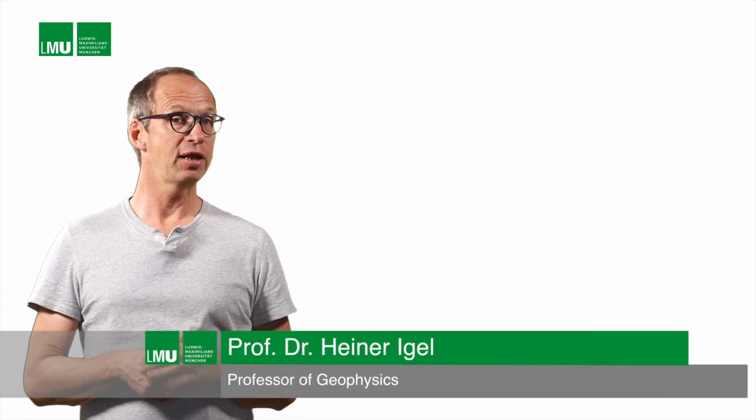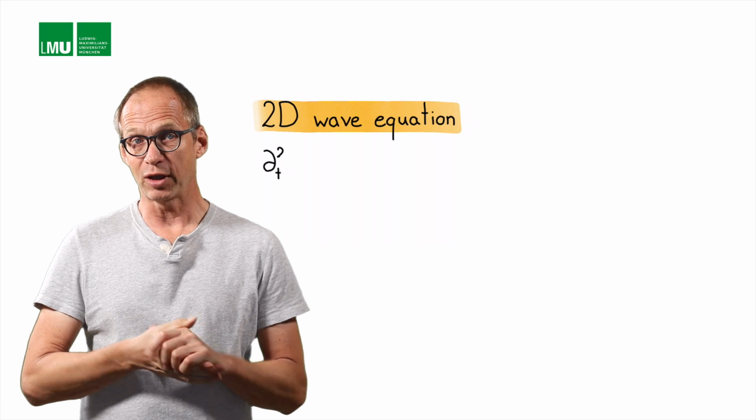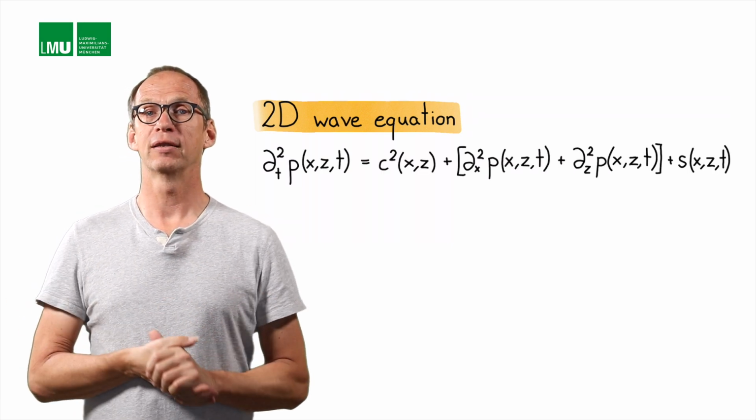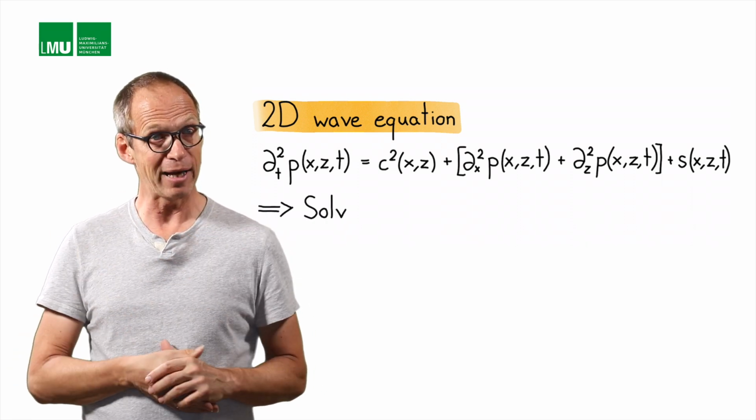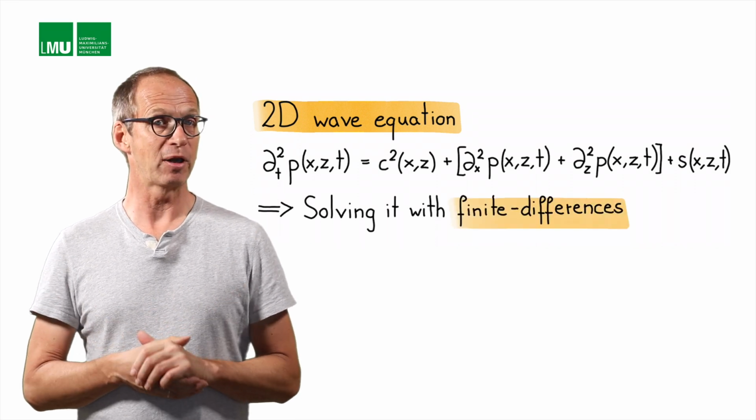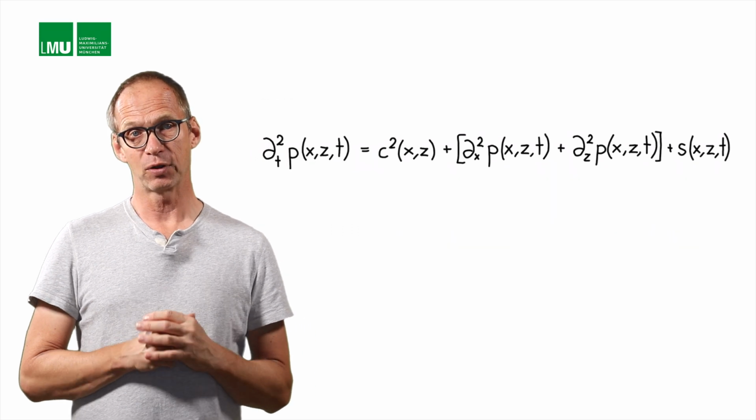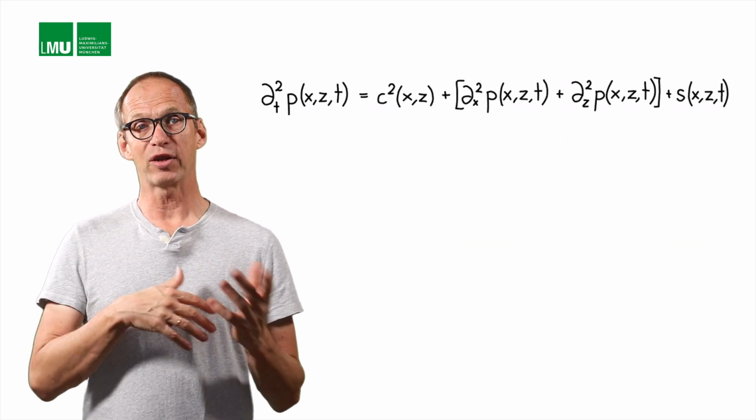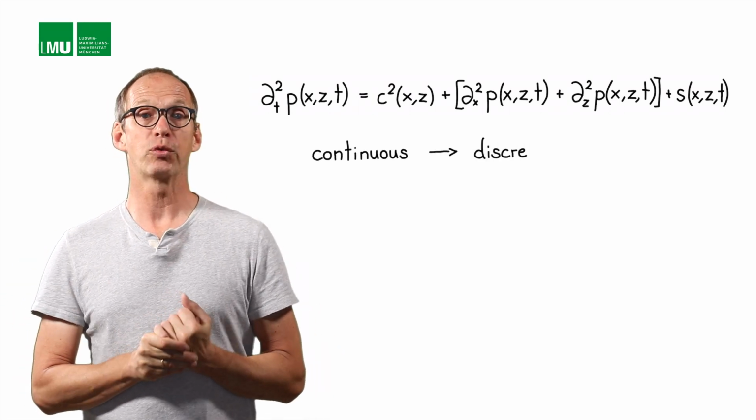So let's proceed and let's turn this two-dimensional wave equation that we now know in a continuous form into something we can solve on the computer. So we try to apply our finite difference approximation to this equation in 2 dimensions. So look again at the original equation. First, we have to transform our fields from the continuous world into the discrete world.